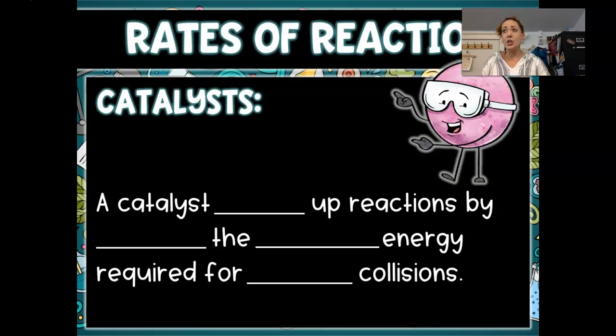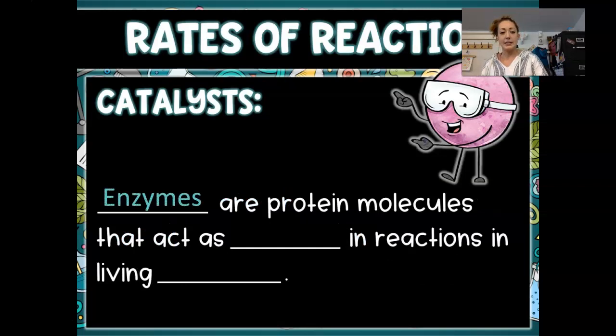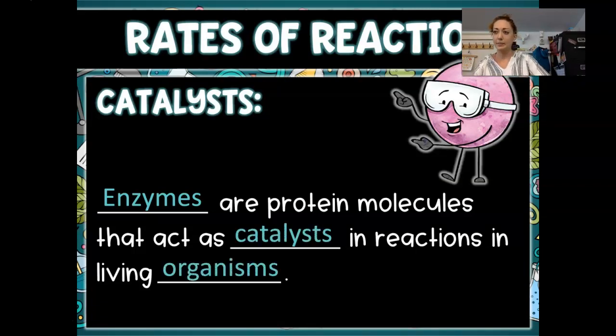Catalysts. You've heard me use the term catalyst when I did the cream of tartar in the butterscotch. I said that it was a catalyst. It kind of interrupted something. A catalyst speeds up reactions by lowering the activation energy required for reaction collisions. What this means is enzymes, like our yeast and our sugar, were a catalyst together. Enzymes are protein molecules that act as catalysts in reactions in living organisms.